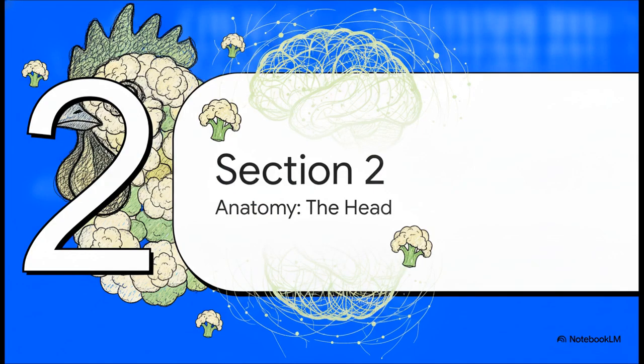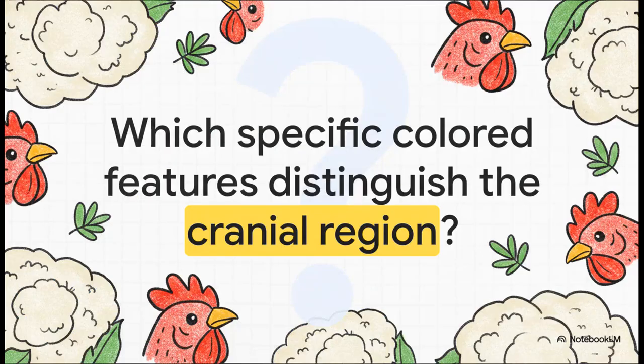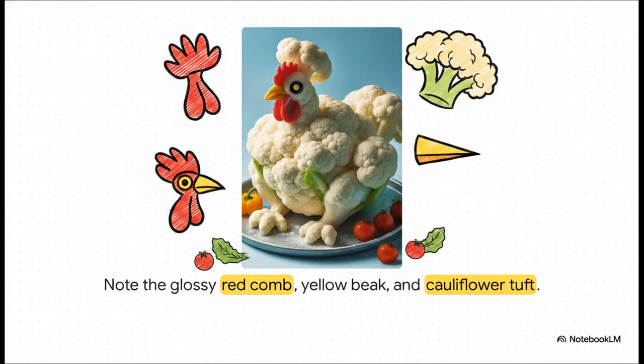Okay, moving right along to Section 2, Anatomical Mapping of the Head. Flashcard time. Try to actively recall the distinct colors and textures located solely on the head of the subject. What specific, non-white elements break up that continuous sea of florets to instantly tell your brain, hey, that's poultry? Well, the absolutely crucial point here is the stark visual contrast.